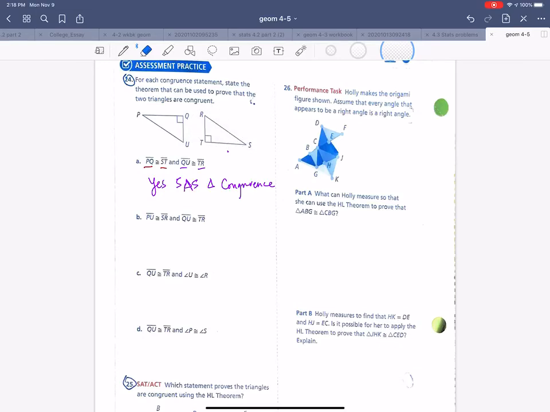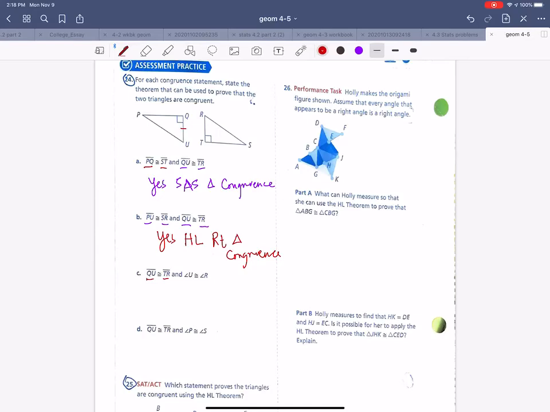Now we'll erase and investigate the next one. So PUSR and QUTR. Those look like HL, right? These are the hypotenuses, and this is one of the legs that match. So yes, HL, right, triangle congruence. Nice work. Now let's look at C.